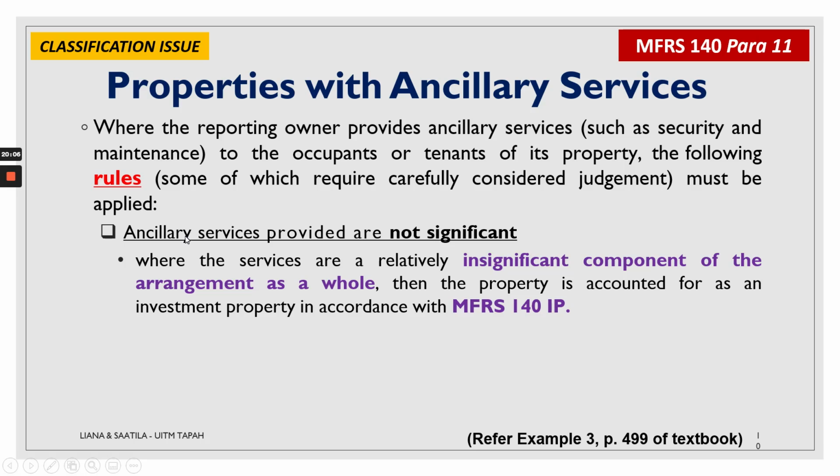You need to look at whether ancillary services such as security and maintenance that are being provided by the owner are significant or not. So the standard says that if the ancillary services provided are not significant, where the services are a relatively insignificant component of the arrangement as a whole, then the property is accounted for as investment property. So if it is not significant to the whole arrangement of the business, it will be accounted for as IP, right?